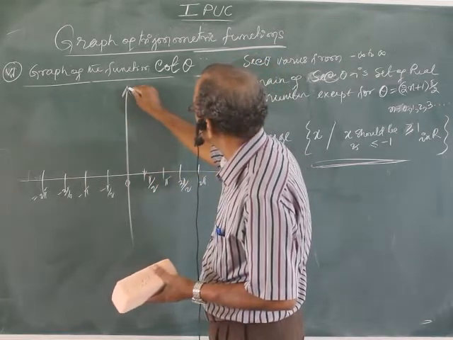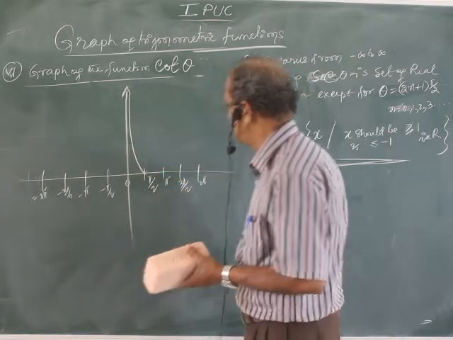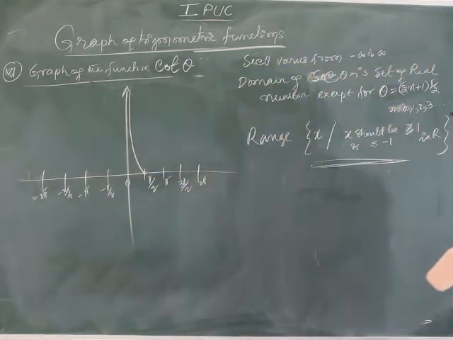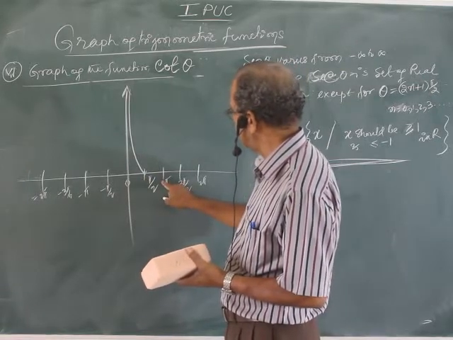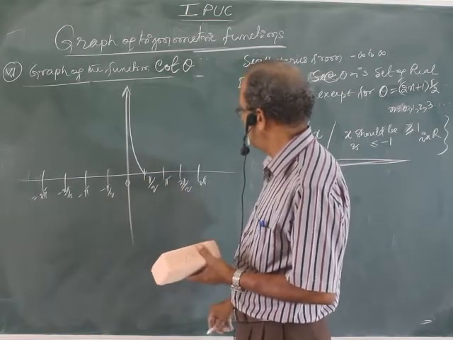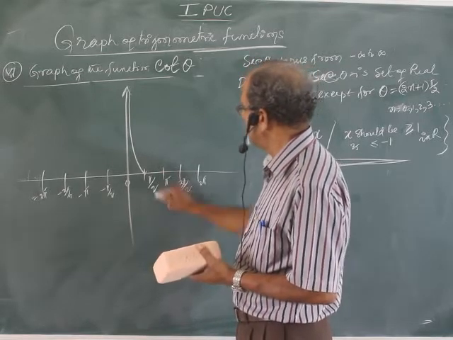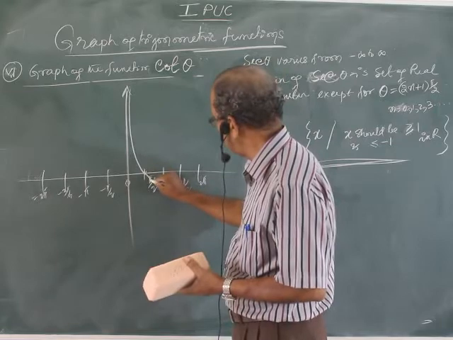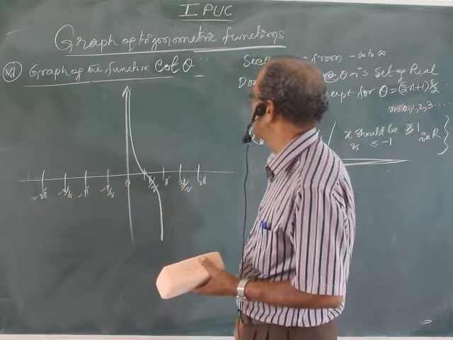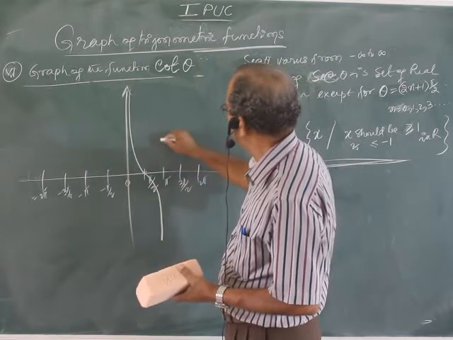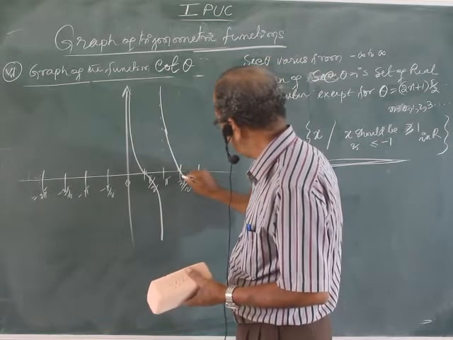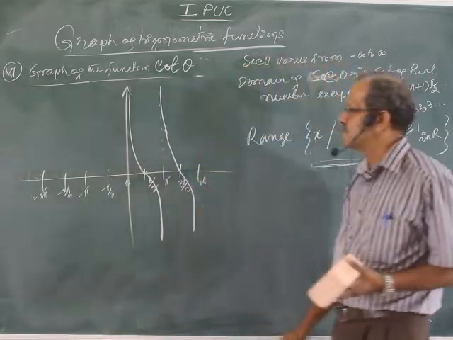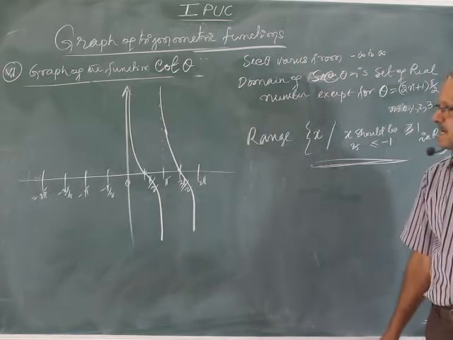So the graph of the function will be: cot 0 is infinity, cot 90 is 0, cot 180 is minus 1 by 0, minus infinity. The graph will be like this. Again from pi onwards, the graph of the function is just similar to the tan function.